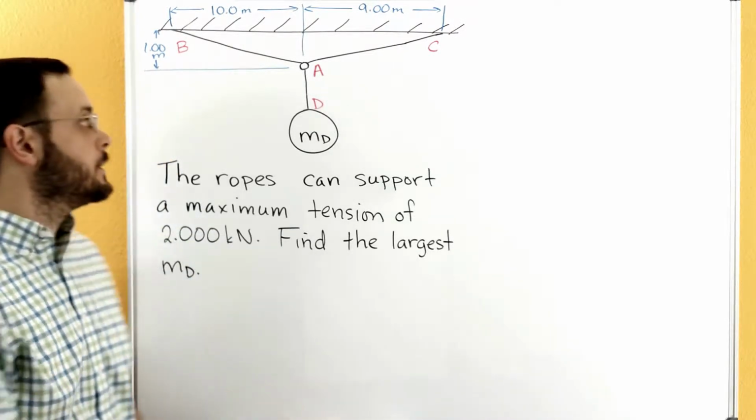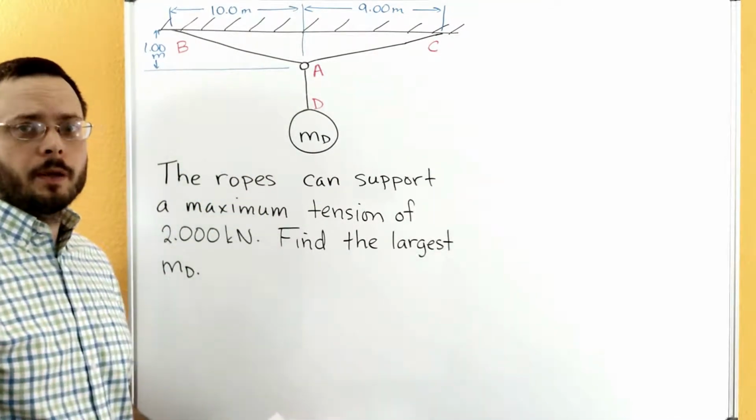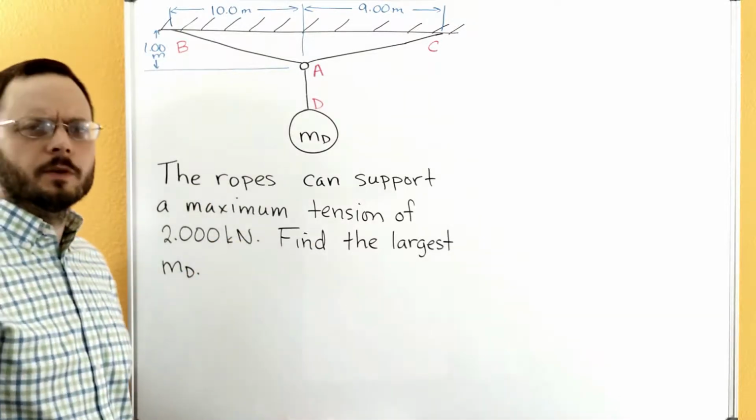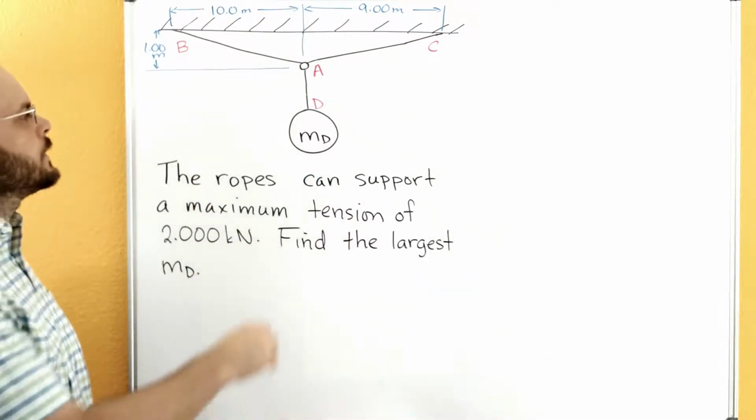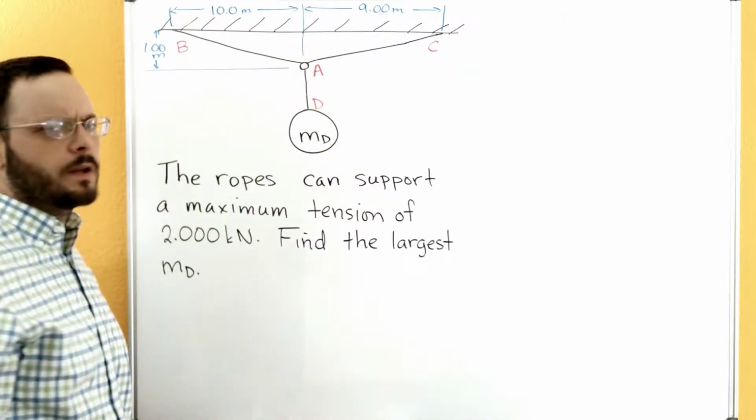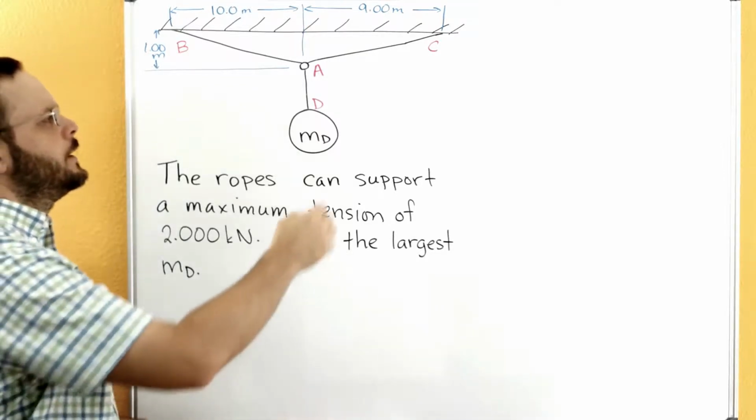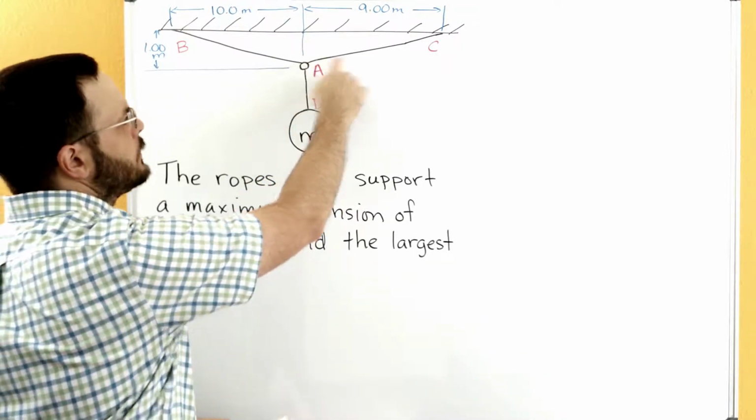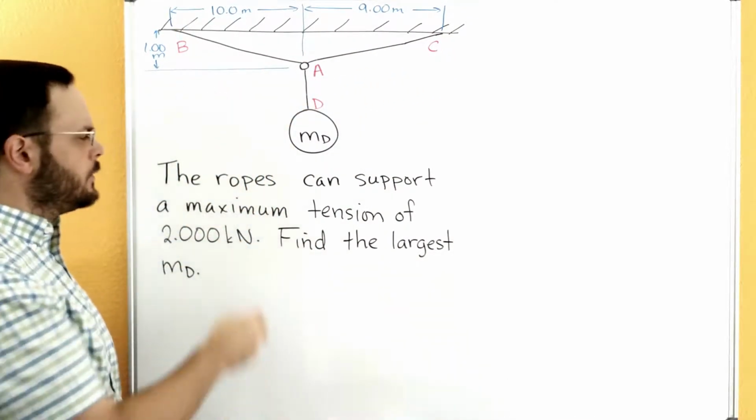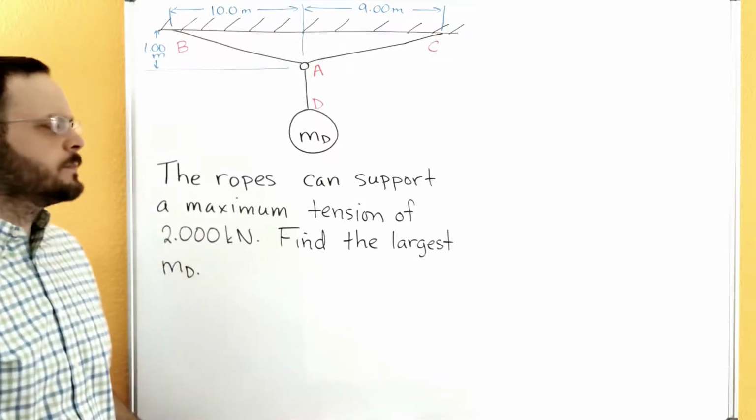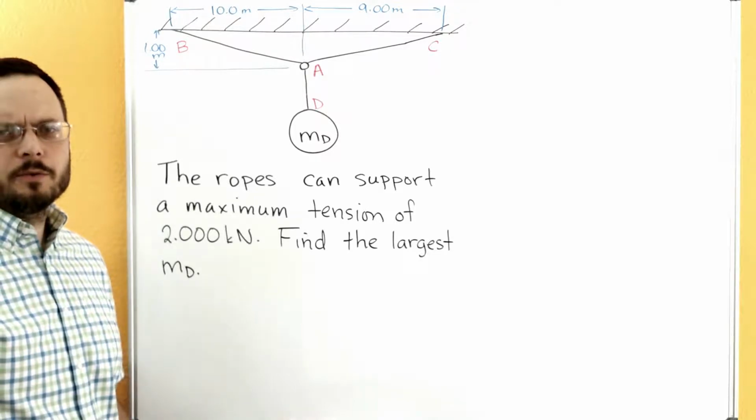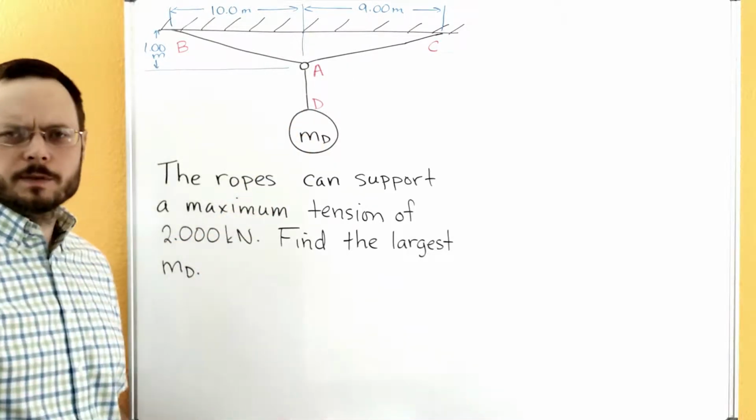So we're still looking at two-dimensional particle equilibrium, but now we've got a problem that looks really different in the problem statement than some of the others that we've looked at. In this case, we've got this mass here at D, which is connecting to a ring at A, so that's kind of similar. And then A is connected with a cable to the ceiling here at C, and then also to the ceiling here at B. What's different though is it says that the ropes can support a maximum tension of 2 kilonewtons. Find the largest value now for the mass at D which can be supported.